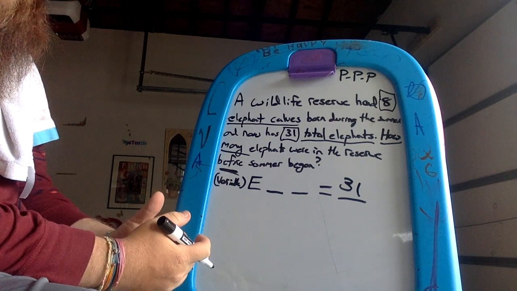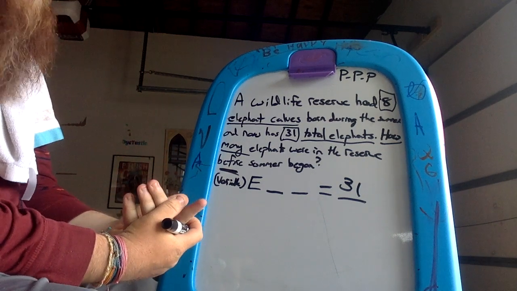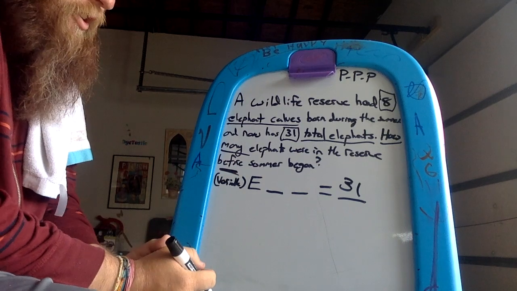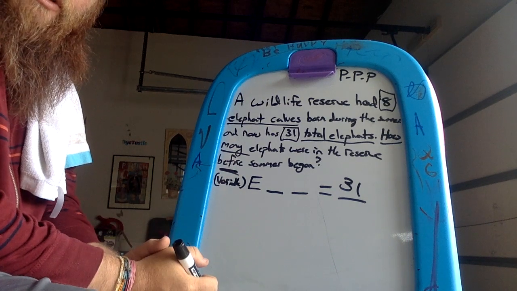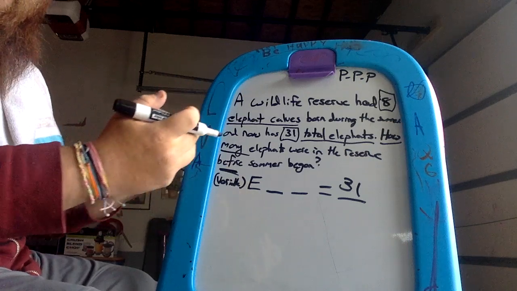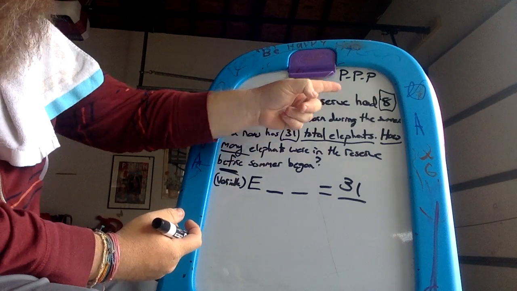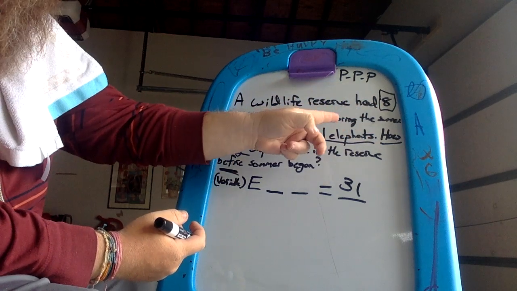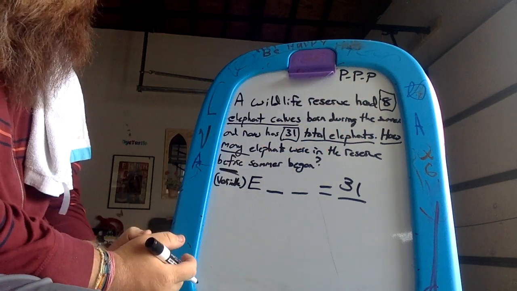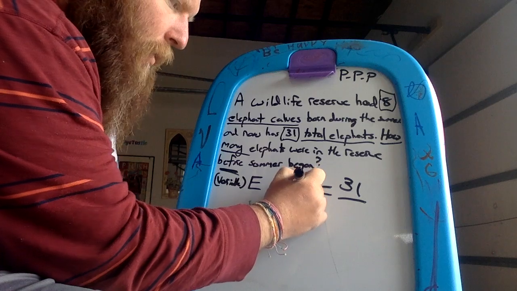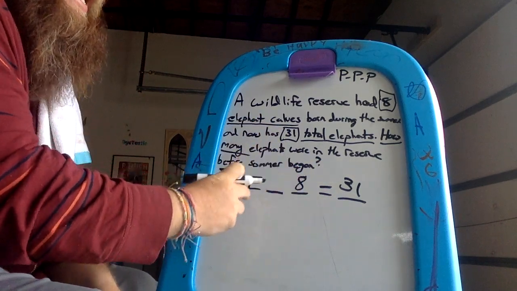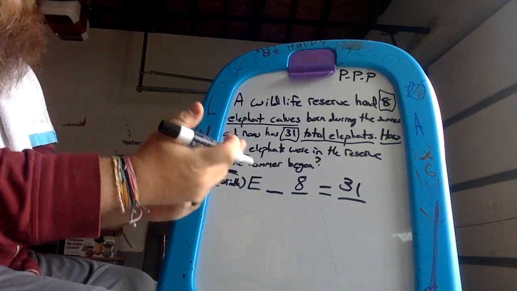So now we need to find what is going to be the operation we're going to use and what number are we going to use. So again, retrace, use the problem probing protocol to think about it. So a wildlife reserve had how many elephant calves born during the summer? 8 is our main focus right now. That's why the 8 is going here. We are going to have to use the 8 to determine how many were before.